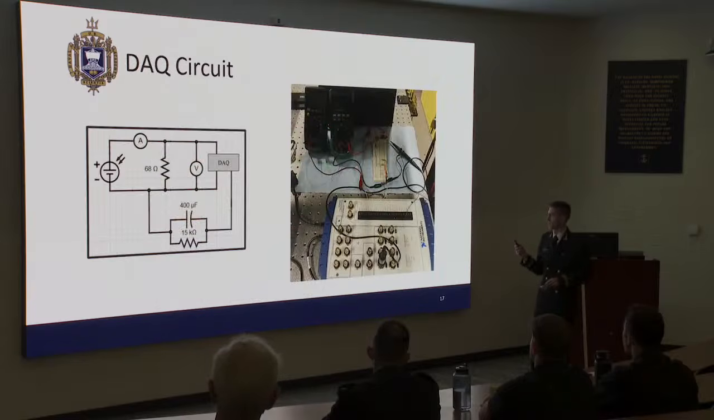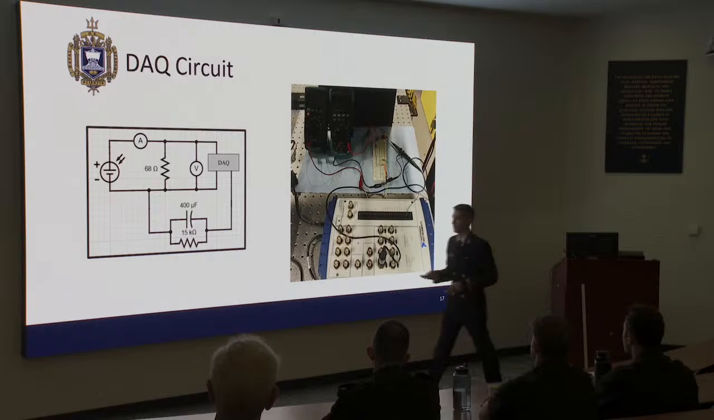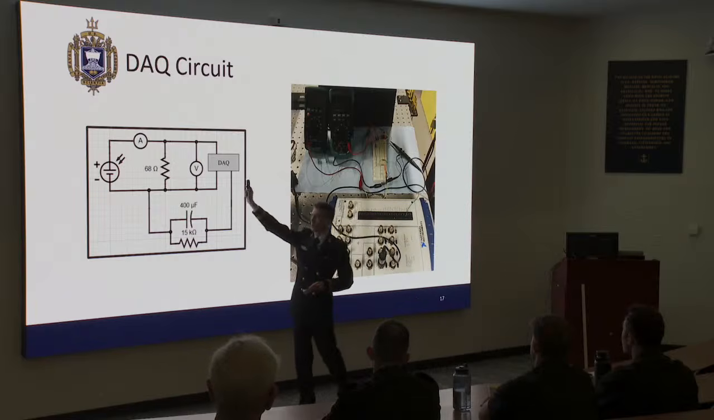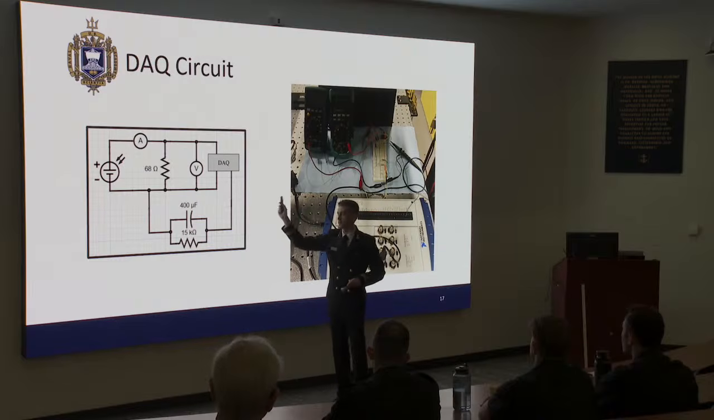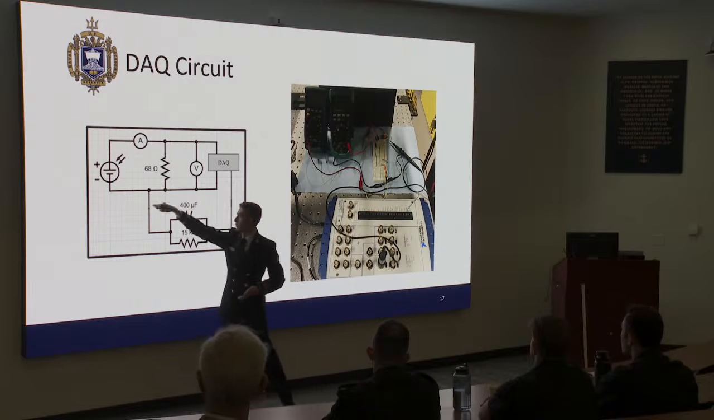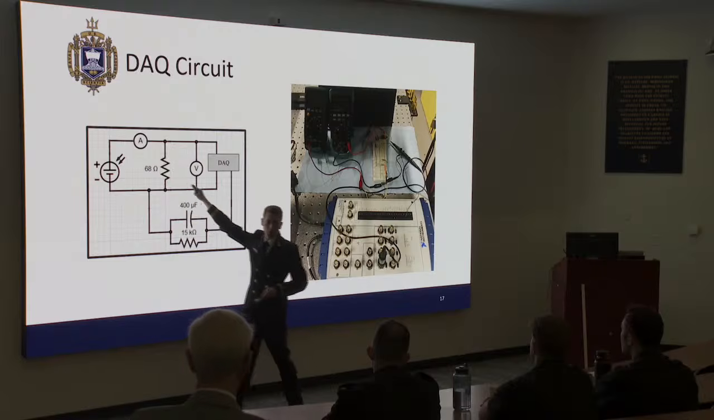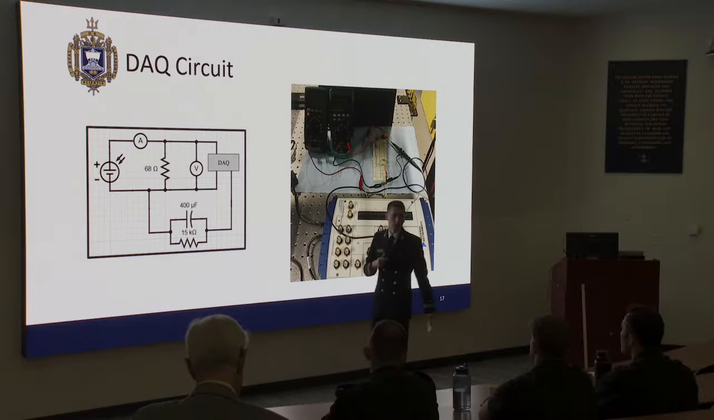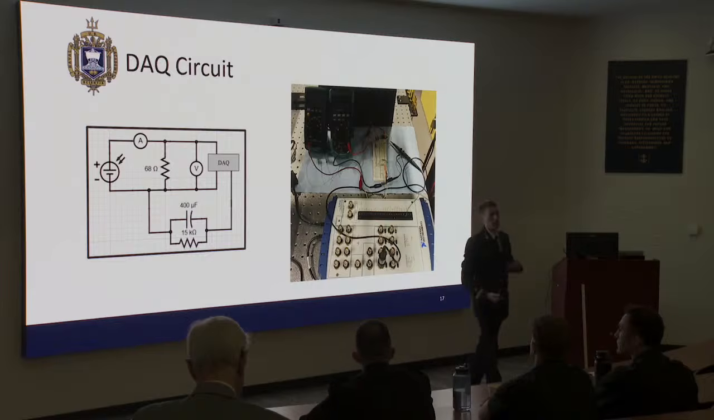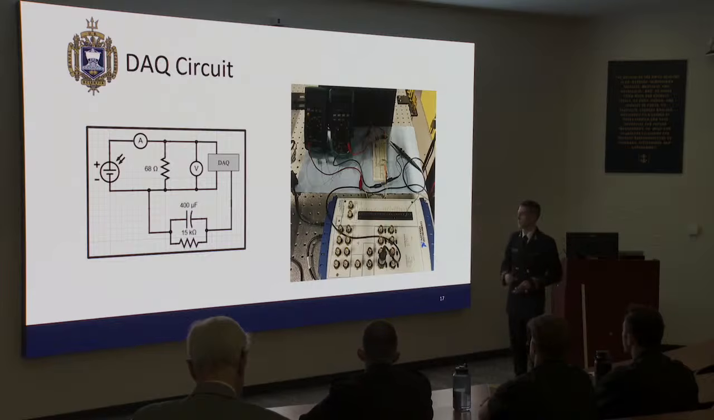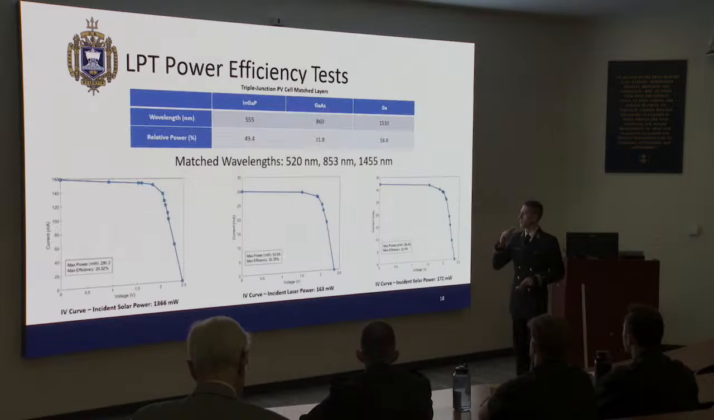This is a quick diagram of what the DAC circuit looks like. Of importance to note, we have one ammeter and one voltmeter independently verifying the results of our data acquisition device and our PV cell here. We also have a variable resistor load used to match the resistance of the PV cell, so we're operating at peak power efficiency, if you remember what I was mentioning about the IV curve.